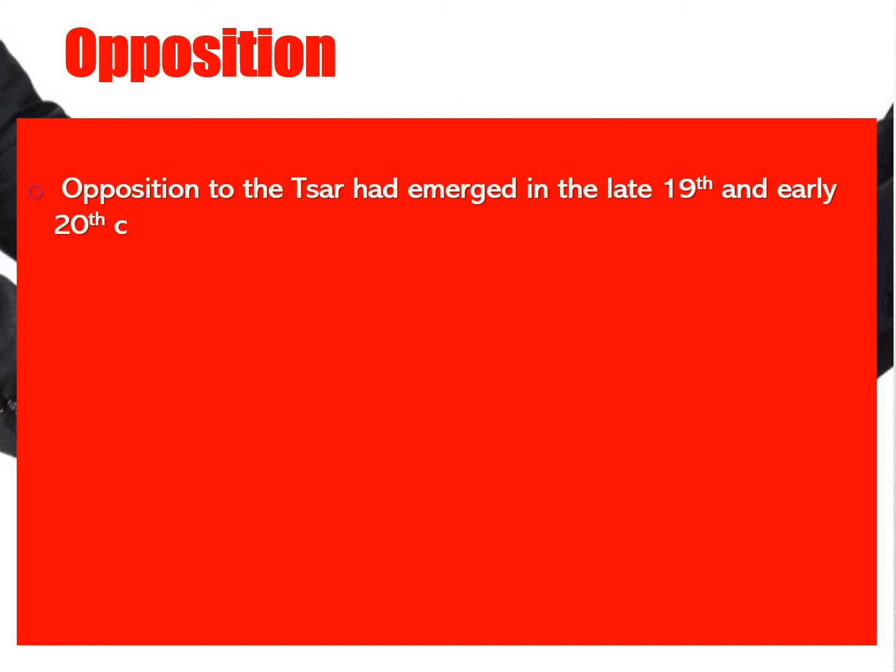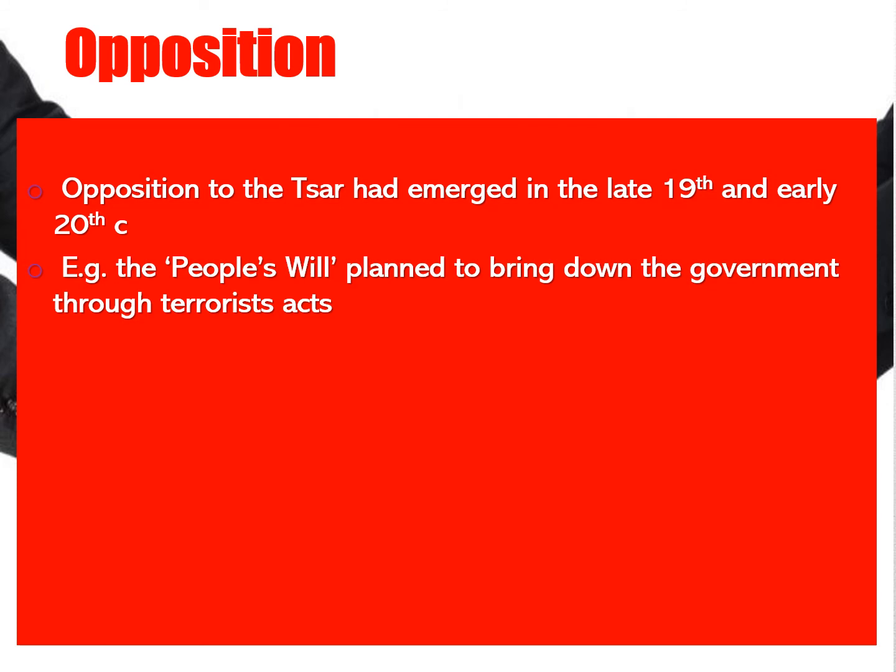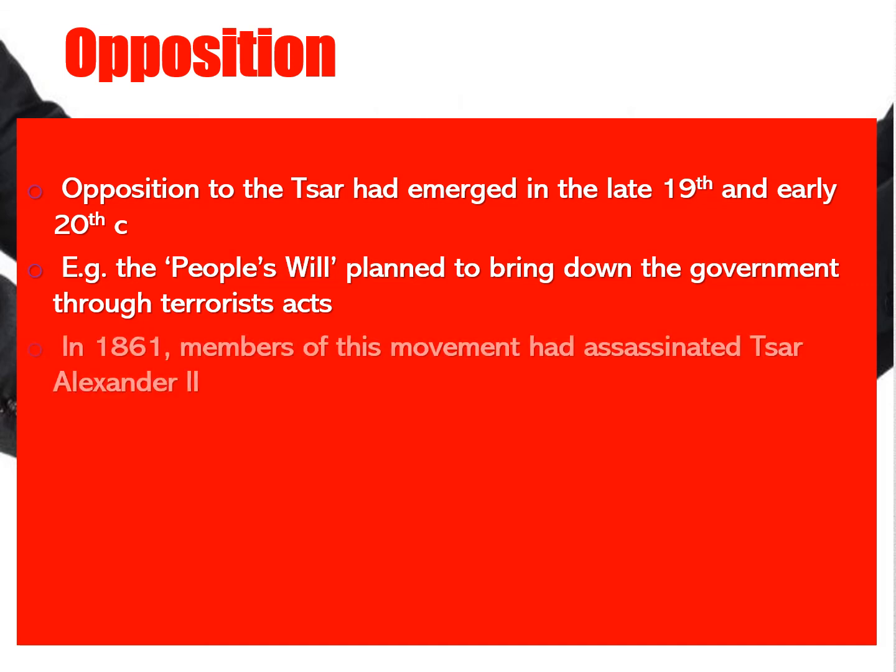So despite the Tsar's initial attempt to keep opposition at a very minimal point, it did actually start to emerge in the late 19th and early 20th centuries. Examples of this would be the People's Will, which was a group who planned to bring down the government through terrorist acts. It had been members of that particular movement who had assassinated Tsar Alexander. It was members of similar terrorist groups who had planned assassinations of Alexander III, one of which had been Lenin's older brother. They were found before the act could happen and were executed for the assassination attempt.